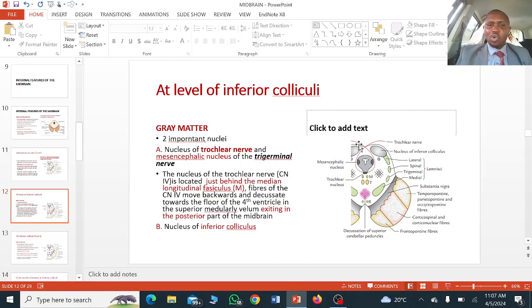And decussate towards the fourth ventricle, and in the superior medullary velum, exiting in the posterior part of the midbrain. Actually, this is the only cranial nerve that decussates within the brainstem before exiting, the only one which decussates and exits from the midbrain. So the other nucleus is the nucleus of the inferior colliculus, which is over here.